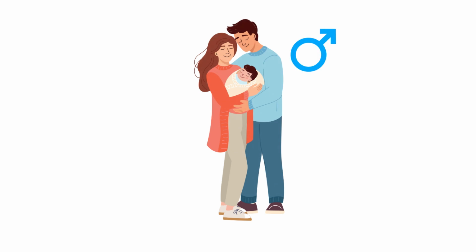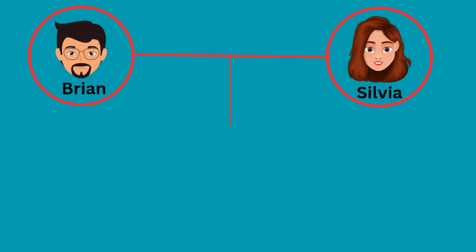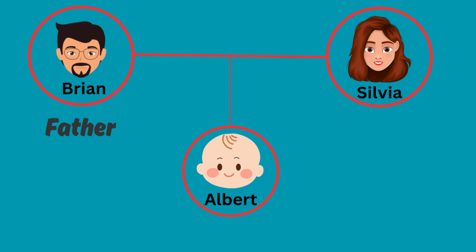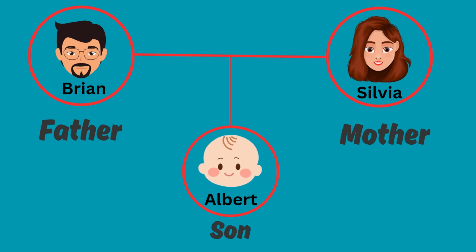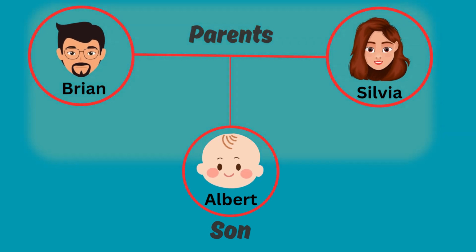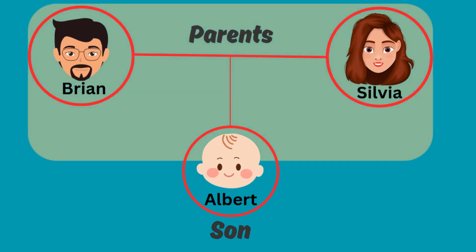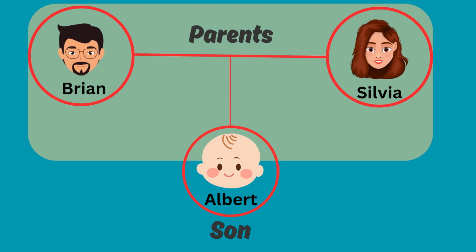Brian and Sylvia have a baby boy. His name is Albert. Brian is Albert's father, and Sylvia is Albert's mother. Albert is Brian and Sylvia's son. Brian and Sylvia are Albert's parents.